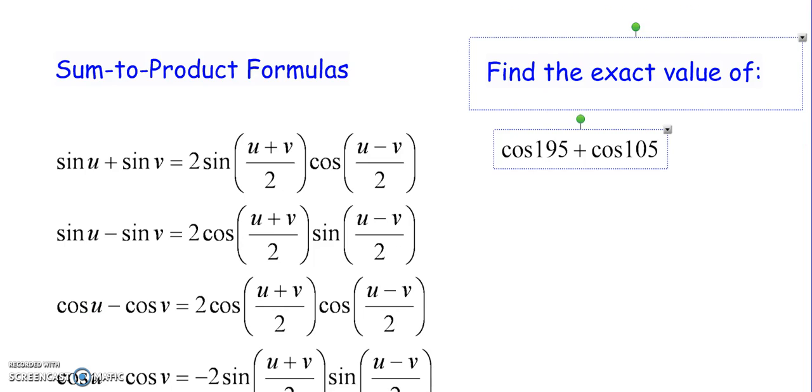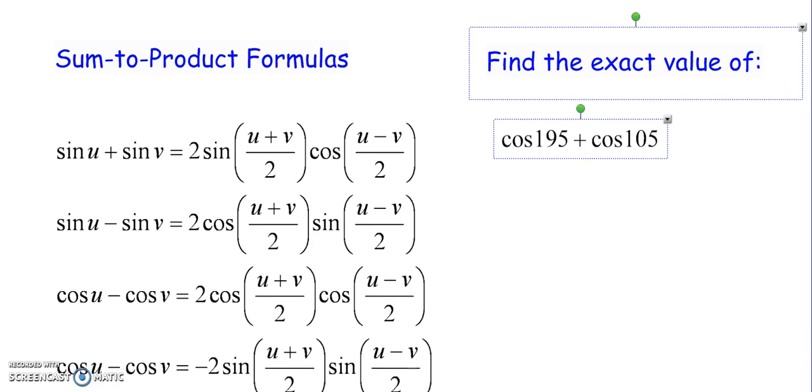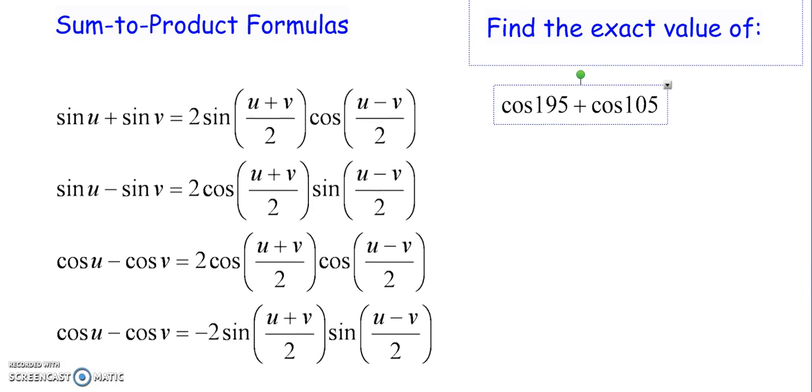So we have a product to sum formula. We also have a sum to product formula. So notice the difference, the order here. It takes a sum and writes it as a multiplication. So we see a difference here.